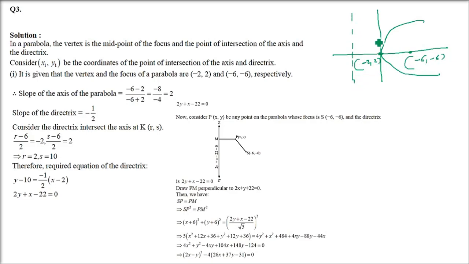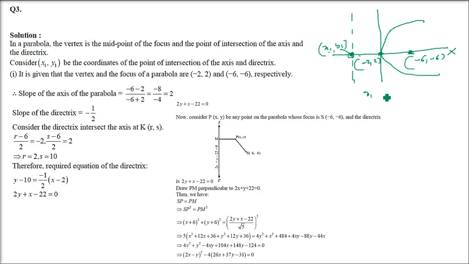Let us say this is the directrix. And in a parabola, we always know that the vertex will be the midpoint of the points which are joining a directrix and the focus. So the intersection of the axis with the directrix, that is one point, and the focus is another point. The midpoint is the vertex. So let us say this as x1, y1. You can also assume it to be r and s.